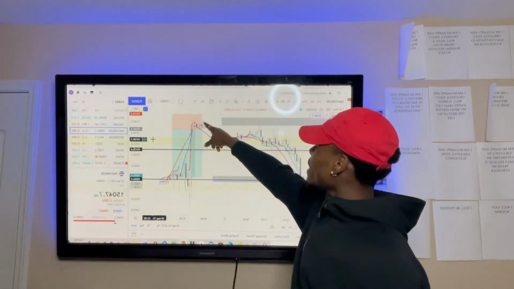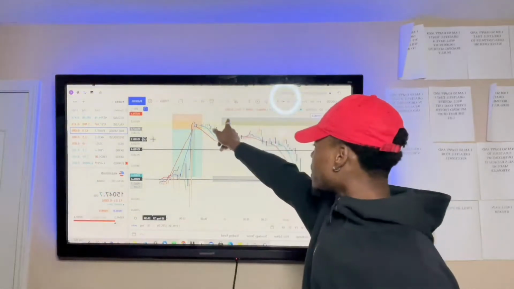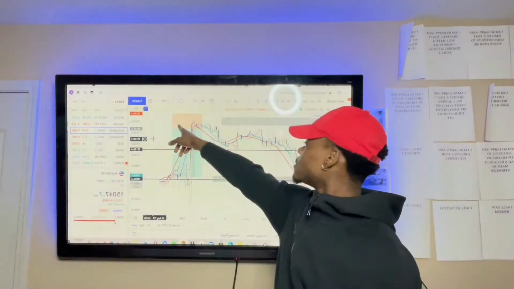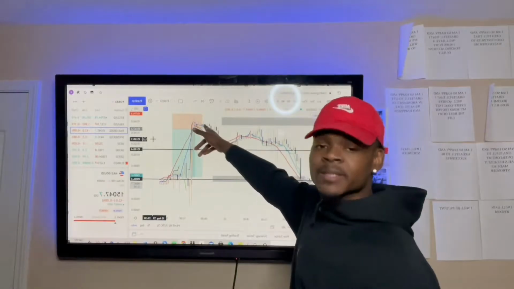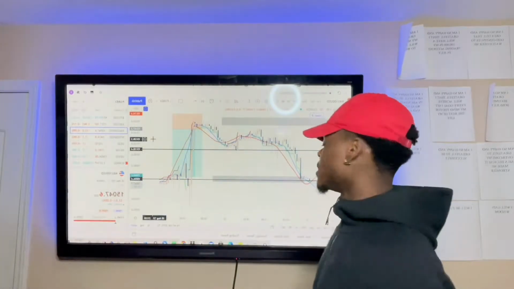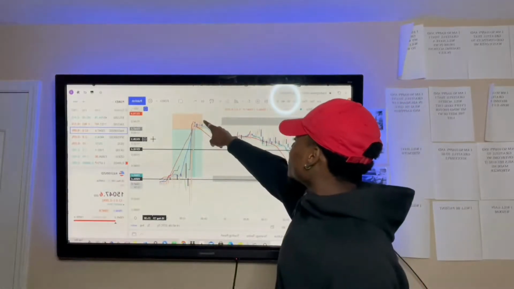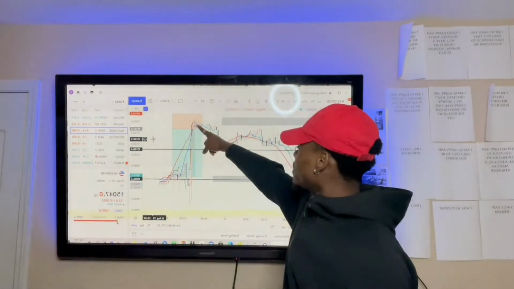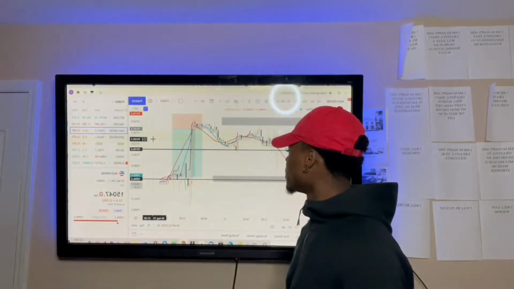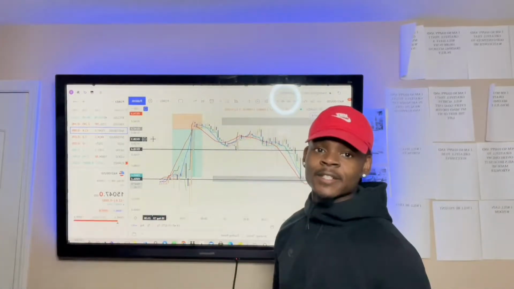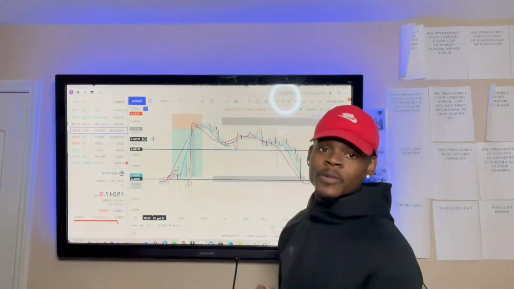It went back up to my supply area, although it did not spread all the way out here, but I just had to play it by eye. Obviously, that is in my supply area. It retouched, and man, look at these candlesticks right here. Look at these long, bearish candlesticks right here. That is crazy. That was a beautiful move.